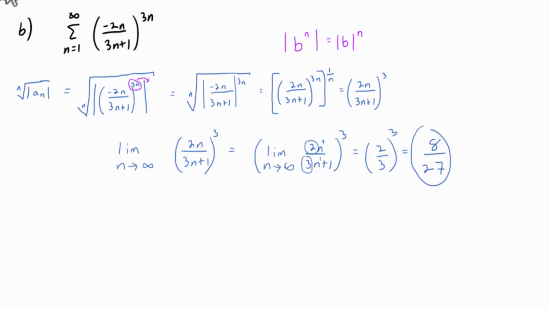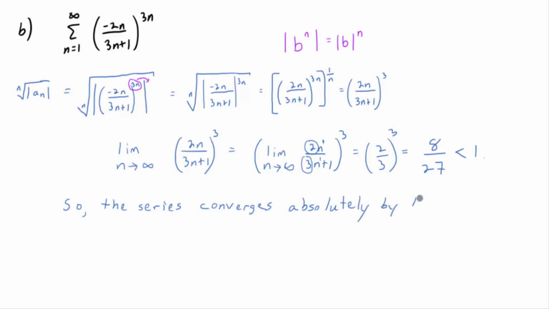Well, let's not circle that, because really that's just a means to an end. So you get 8/27. How does that compare with 1? It's less than 1, so what's your conclusion? So the series converges absolutely, or is absolutely convergent, same thing. Converges absolutely by the root test.